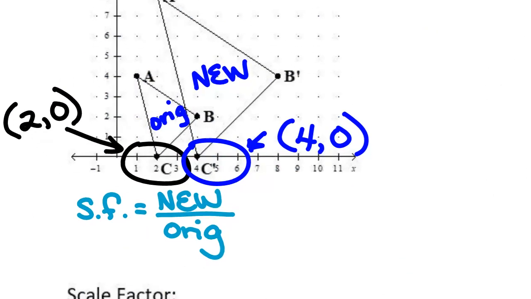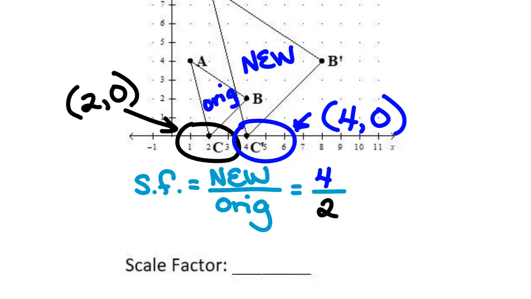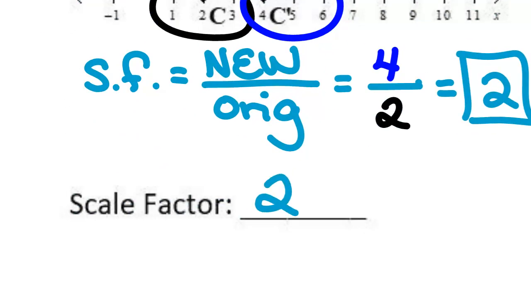So when I do new over original, can I use the Y part over the Y part like we did before? Why not? They're both zeros. I'd have 0 over 0. That's not going to help me find my scale factor. So the only numbers I don't want to use when I'm trying to find scale factors, anything with zeros in it. So what should my fraction look like? 4 over 2. Is that fully simplified? What is 4 over 2? 2 over 1, or just 2 in fully simplified form. So my scale factor here is 2.